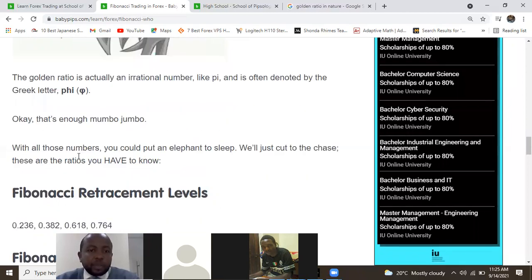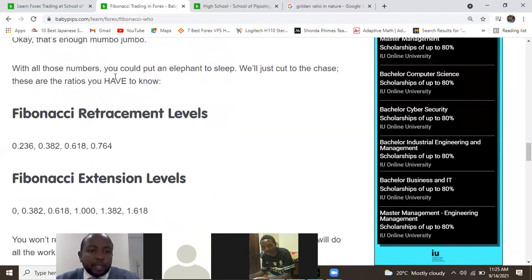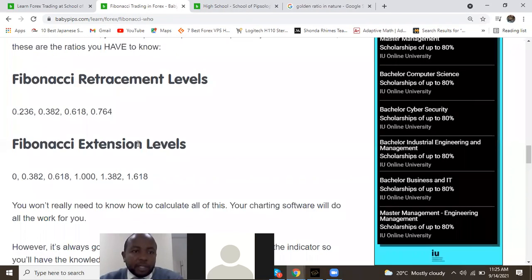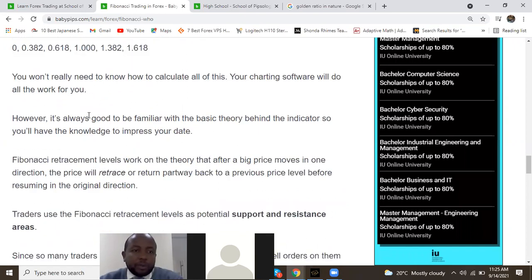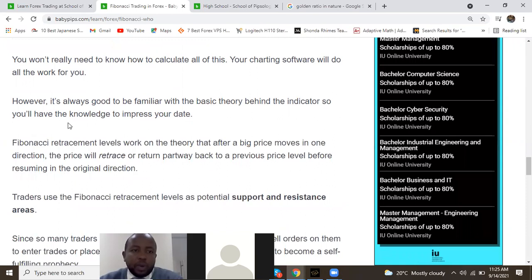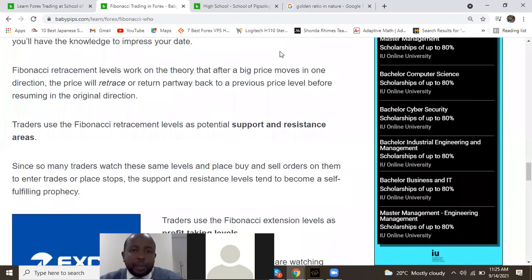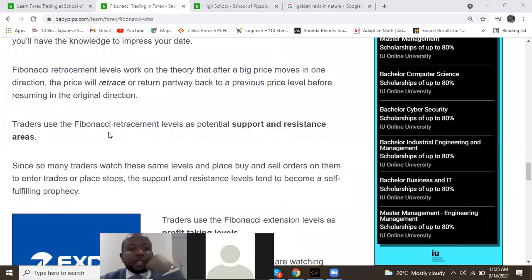So now let's go to the real thing. These are the levels we'll be looking at in our trading. We have Fibonacci retracement levels and extension levels: 0.23, 0.38, 0.61, 0.76. 0.0 will be our first, then 0.382, 0.618. You can see these two have been repeated, both on retracement and extension, because they are very key in our trading. So don't worry about all that; your charting software will do all the work for you. However, it's good to be familiar with the basic theory behind the indicator, so you'll have the knowledge, of course, to impress your date. Traders use Fibonacci retracement levels as important support and resistance.